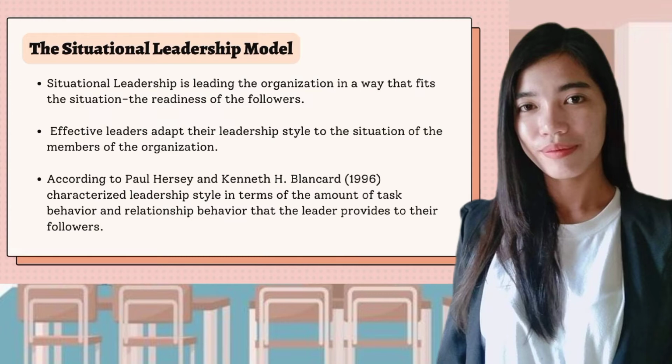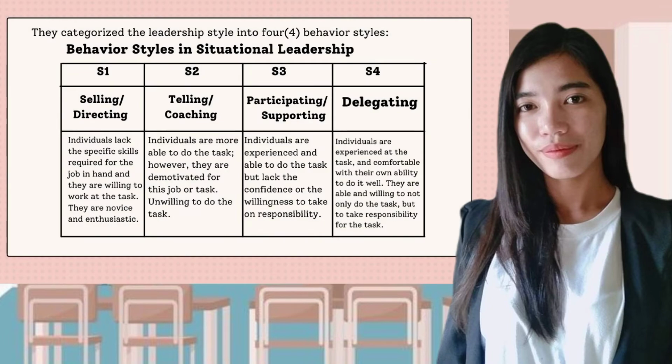So, Paul Hersey and Kenneth H. Blanchard, 1996, characterized leadership style in terms of the amount of task behavior and relationship behavior that the leader provides to their followers. They categorize it into four, which are selling or directing, telling or coaching, participating or supporting, and delegating. Style 1 is selling or directing, wherein individuals lack the specific skills required for the job at hand and they are willing to work at the task.